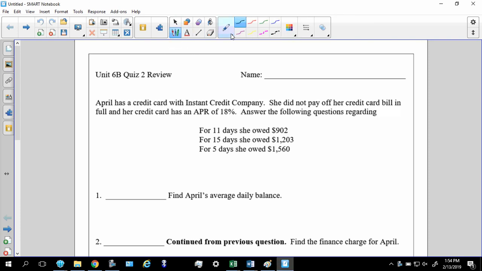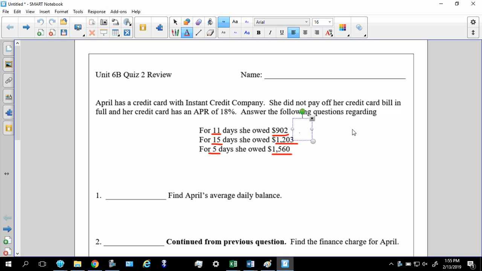So this problem here, you should know how to do this by now. You're going to take 11 and times it by 902. You're going to take 15 and times it by 1,203. You're going to take 5 and times it by 1,560. So the first would be 9,922, then 18,045, and then lastly for the third line 7,800.